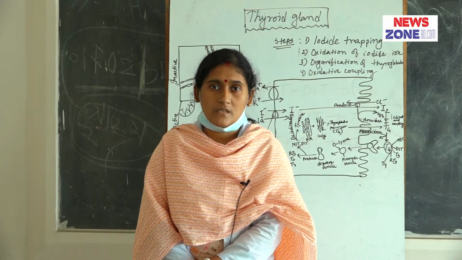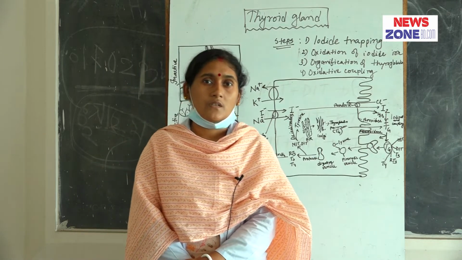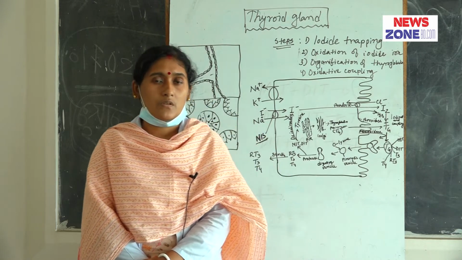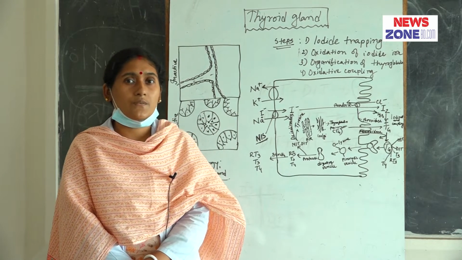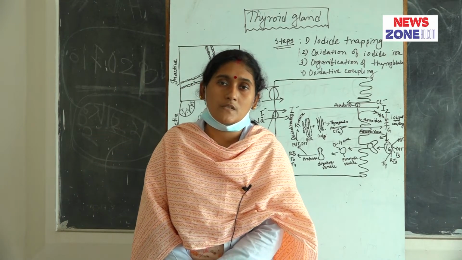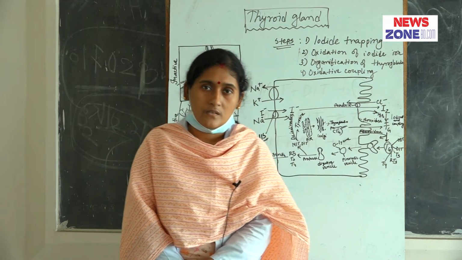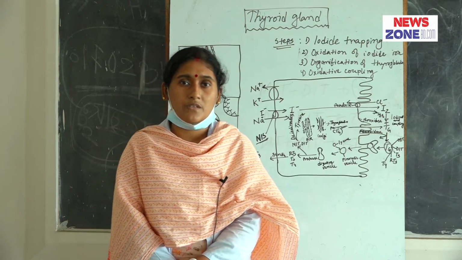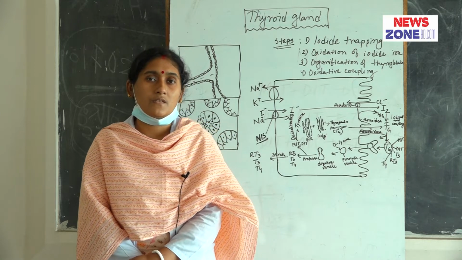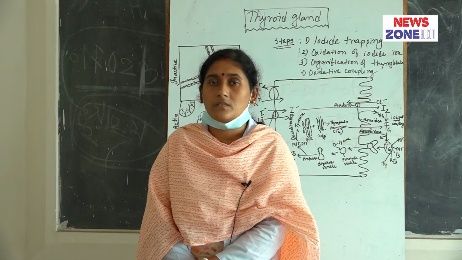Today I mainly discuss the biosynthesis of thyroid hormone. First I will talk about the thyroid gland. The thyroid gland is one of the largest endocrine glands of the body, and histologically there are two types of cell present in it. Number one is the follicular cell and number two is the parafollicular cell. The follicular cell secretes T3 and T4, that is triiodothyronine and thyroxine, and the parafollicular cell secretes calcitonin. Calcitonin mainly decreases the blood calcium level.